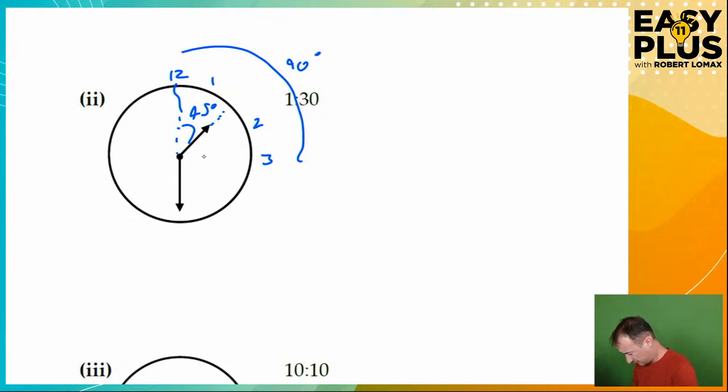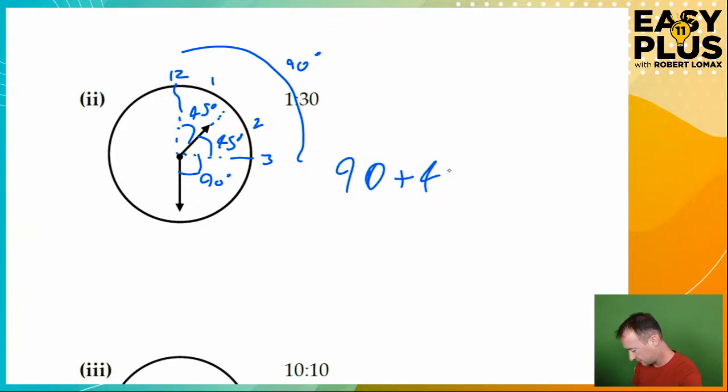Okay, which means that this here is the same thing. I don't know why I did it up there. I could have just done it down here. 45 degrees. And this here, of course, is 90 degrees, a right angle. So we add them together. 90 plus 45, sorry about my writing, you know it by now, equals 135 degrees.